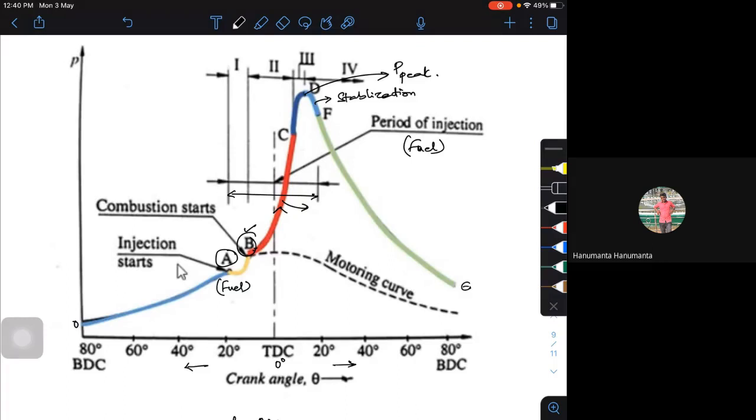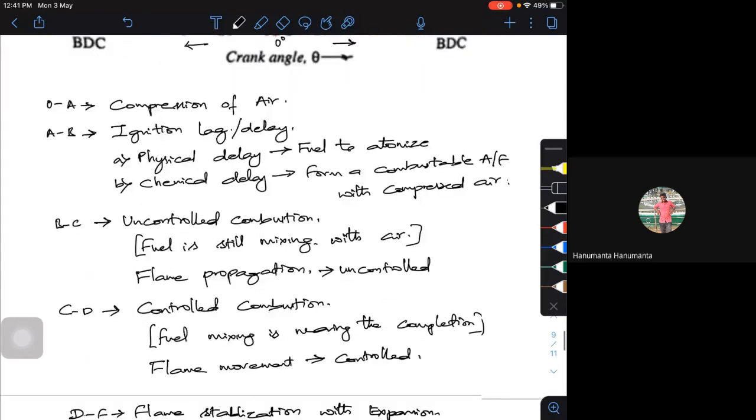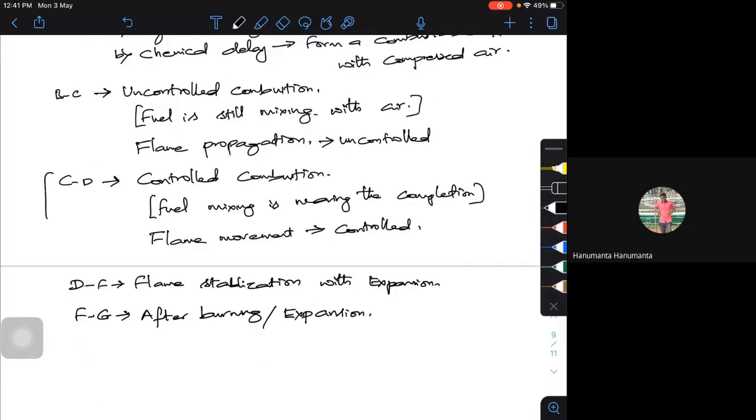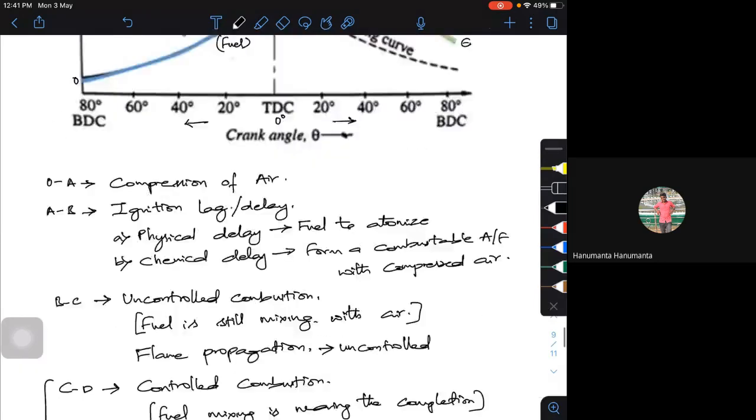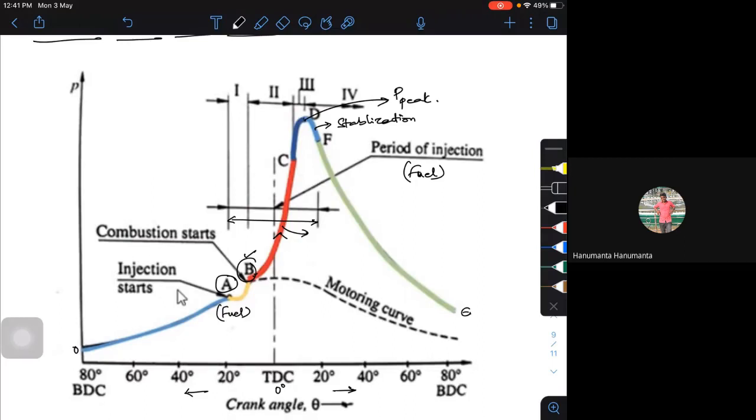Okay, C to D is actually a little bit of combustion, still flame is propagating. So D to F, it's once again the flame stabilization. Even C to F, some of the books they call, this combined together, a controlled combustion, because flame stabilization also falls into the same category of controlled combustion. Then from F, there is an expansion of your fuel, burnt gases, and you will see the complete power that is produced by your engine.